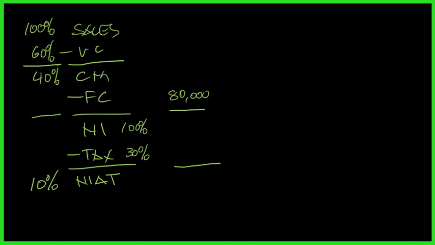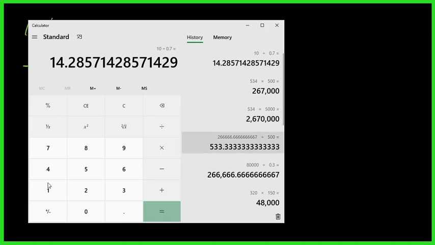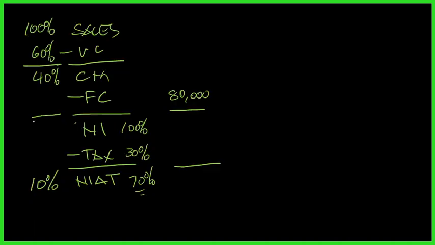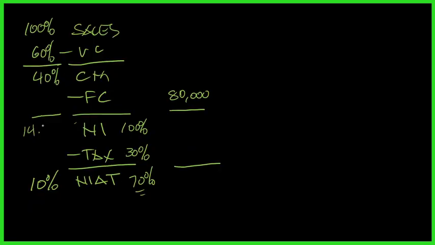Para makita natin ito. So, if this one is 130, this one will be 70%. So, if 10% is 70% of your net income before tax, anong gagawin natin dito? Okay, let's do this. 10 divided by 0.7. Ano yan? 14.2857. Mas maganda sana pag hindi tayo mag-round off, pero sabihin mo ng 29%.